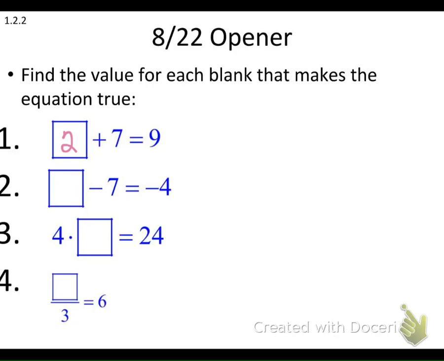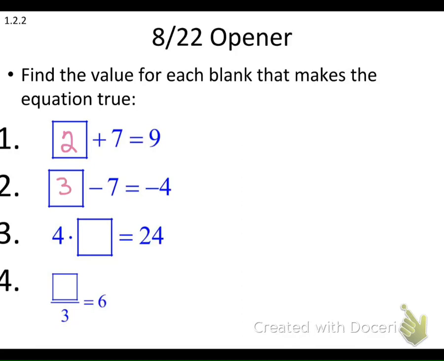Now number 2 is a little bit trickier. What can you take away 7 from to equal negative 4? So what number minus 7 will equal negative 4? Nick? Negative 3 minus 7 would be negative 11. Or sorry, negative 10. Just a positive 3. Good. How did you figure that out? You just knew it? Okay.